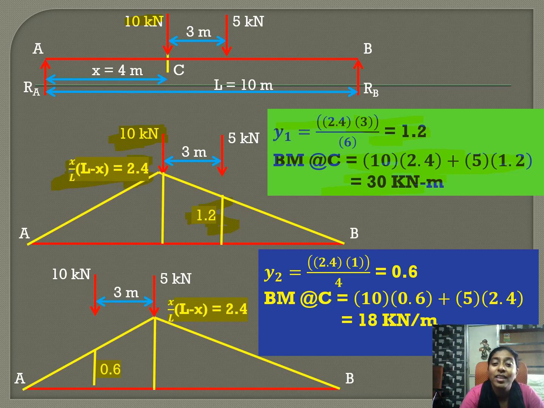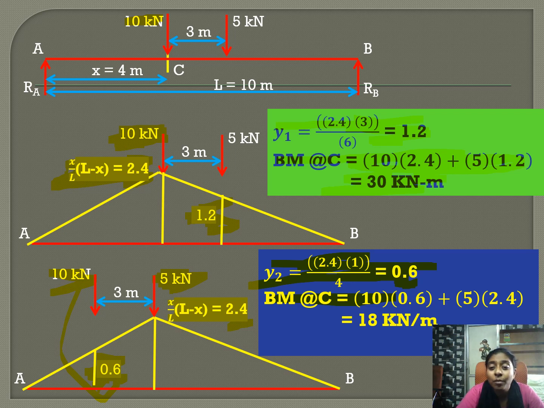Now case 2, we will place our 5 kilonewton load at the section. By placing the 5 kilonewton load at the section, we find the ordinate under the 10 kilonewton load. By applying the similar triangle principle, we obtained the ordinate Y2 equal to 0.6. Now the bending moment at C is equal to 10 multiplied by the ordinate 0.6 plus 5 multiplied by the ordinate 2.4. So we get the value as 18 kilonewton meter.